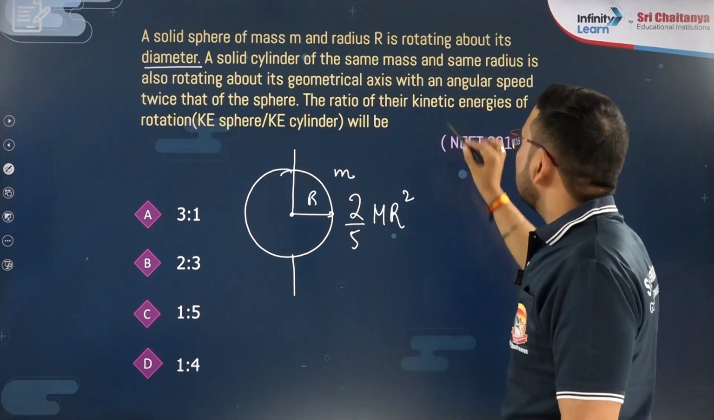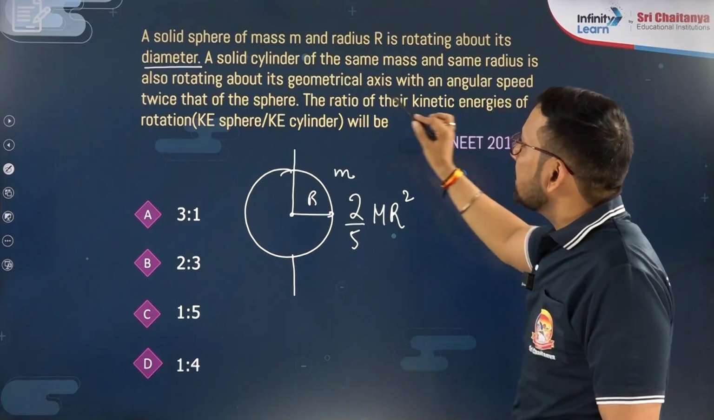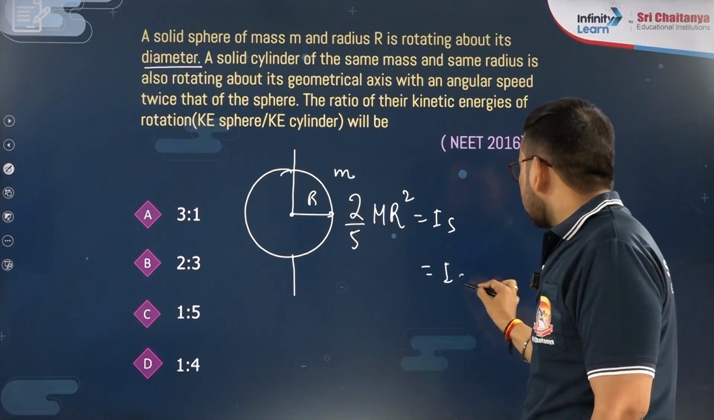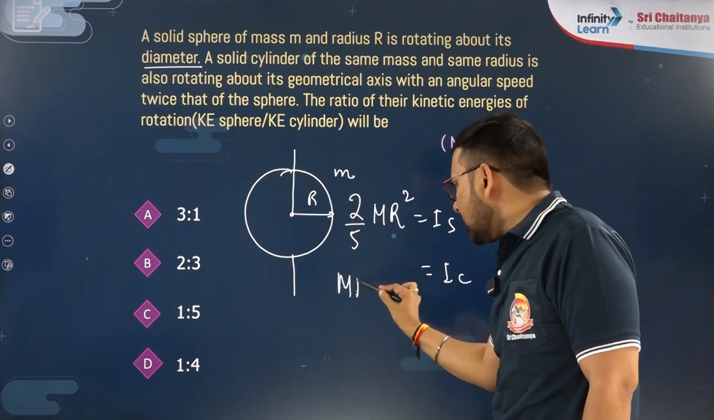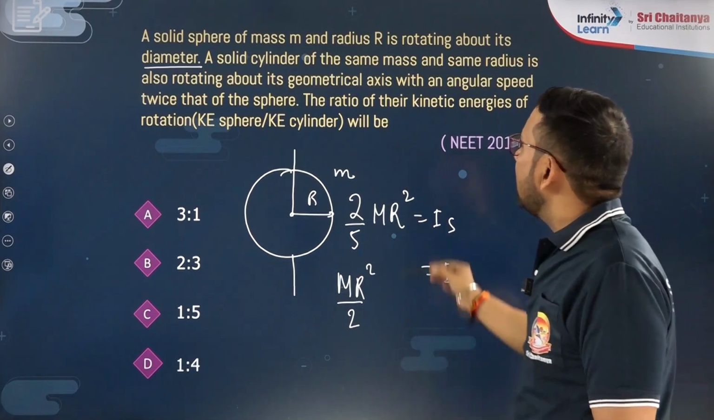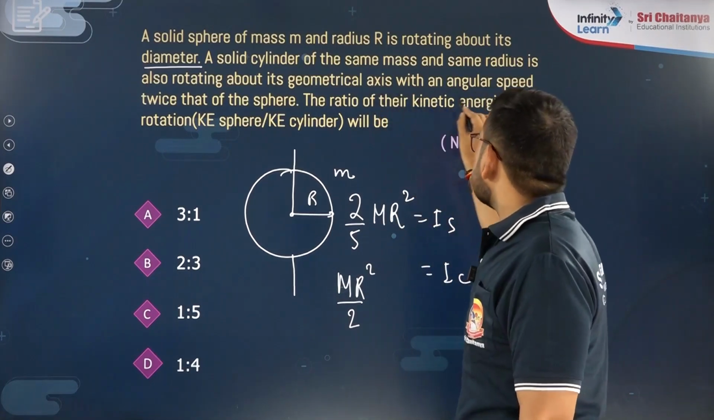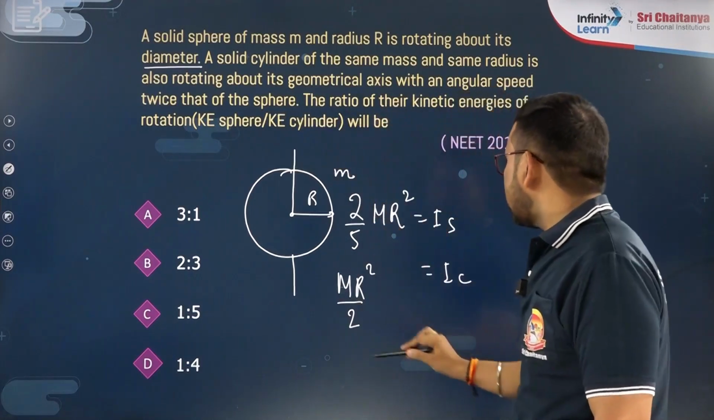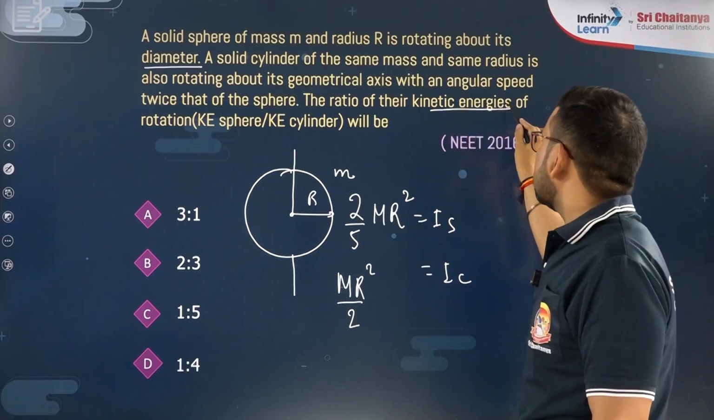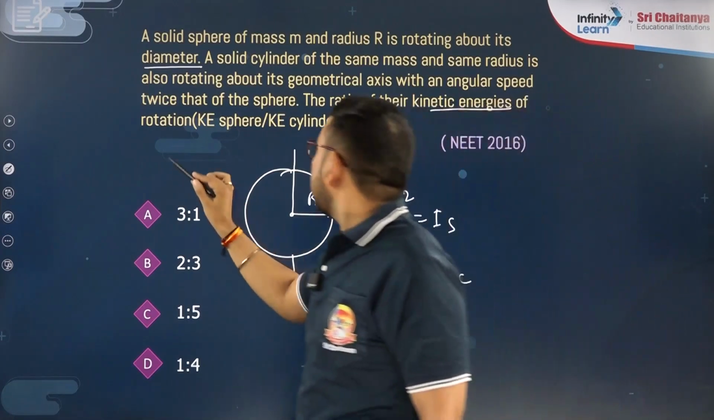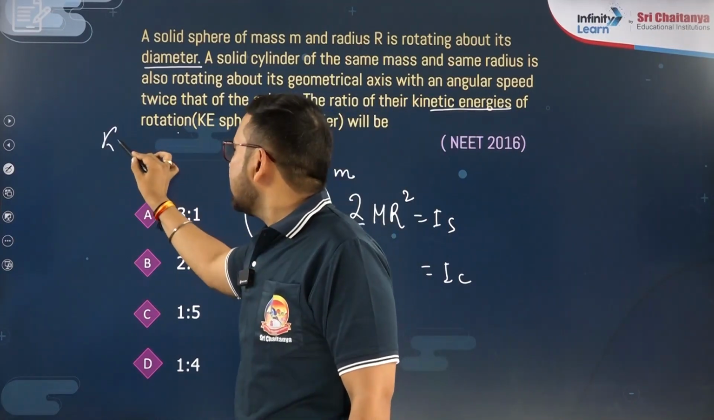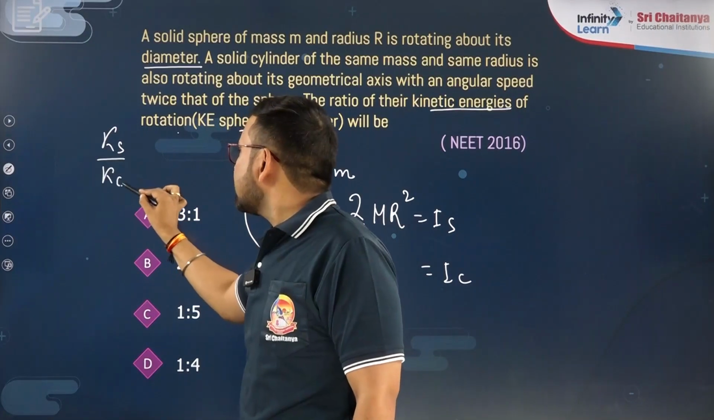A solid cylinder is there, with the same mass and same radius, rotating about its geometric axis. This was for the sphere. For the cylinder, the moment of inertia is mr square by 2, because mass and radius are the same. It rotates with an angular speed twice that of the sphere. Now here the angular speed is doubled. We need the ratio of kinetic energy. So what is this? Simple. The kinetic energy of rotation, sphere by cylinder.